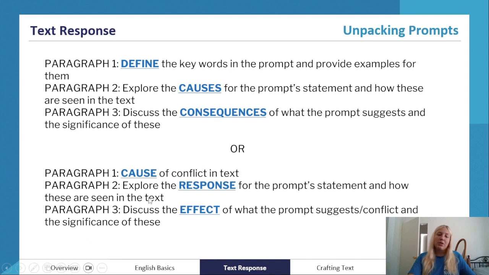Alternatively, you could examine the cause of conflict in the text as a first paragraph in relation to the prompt. What causes the conflict that the prompt is bringing up? The second paragraph might be exploring the response to the prompt statement and how they're seen in the text. And the third paragraph might be examining the effect of what the prompt suggests.